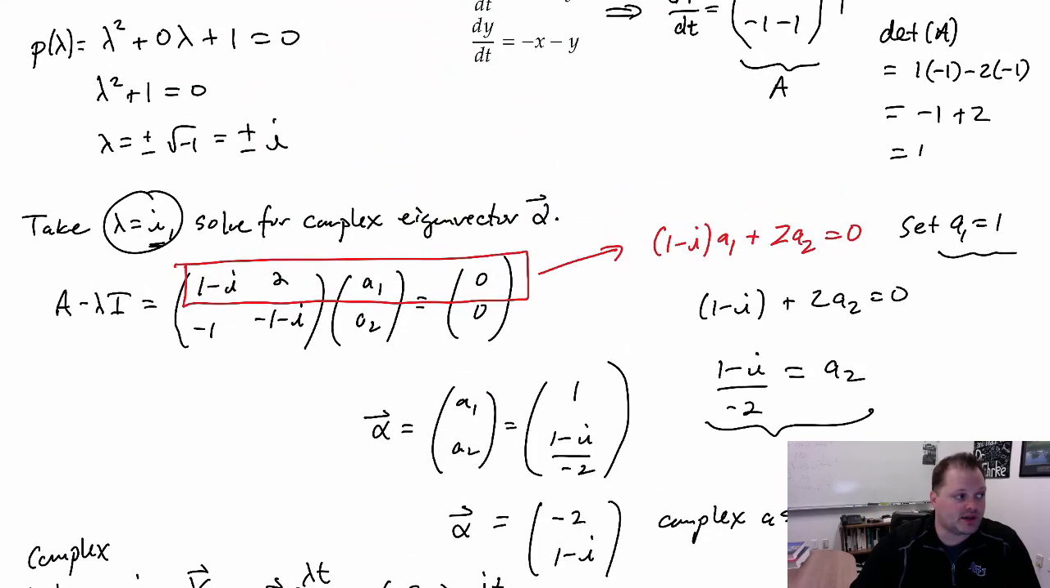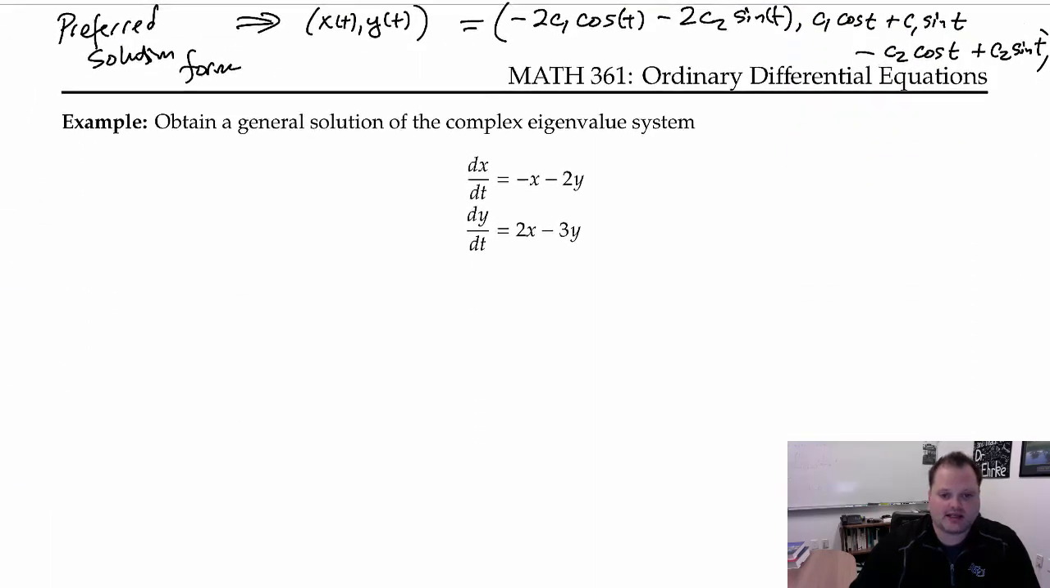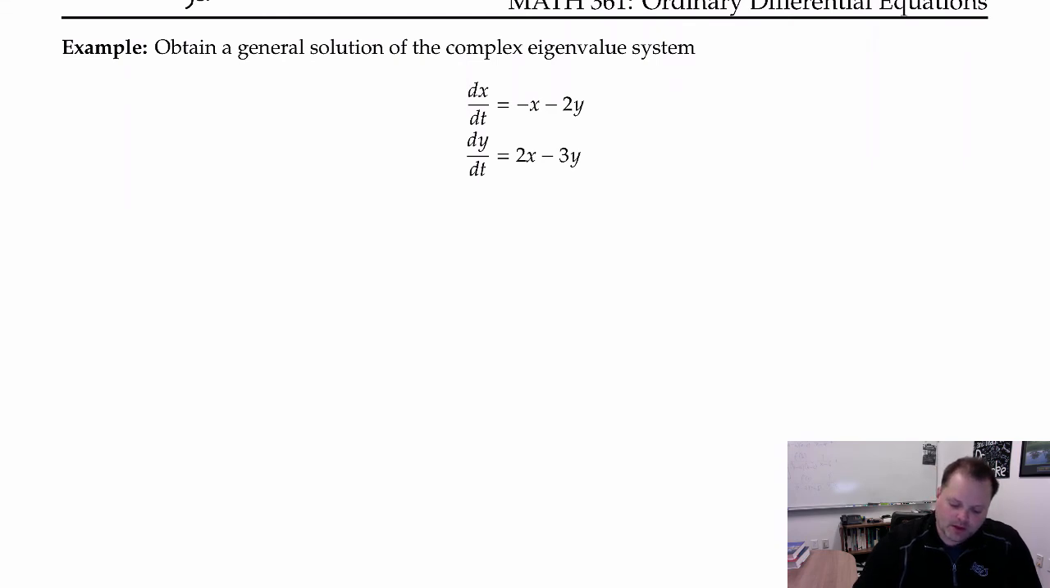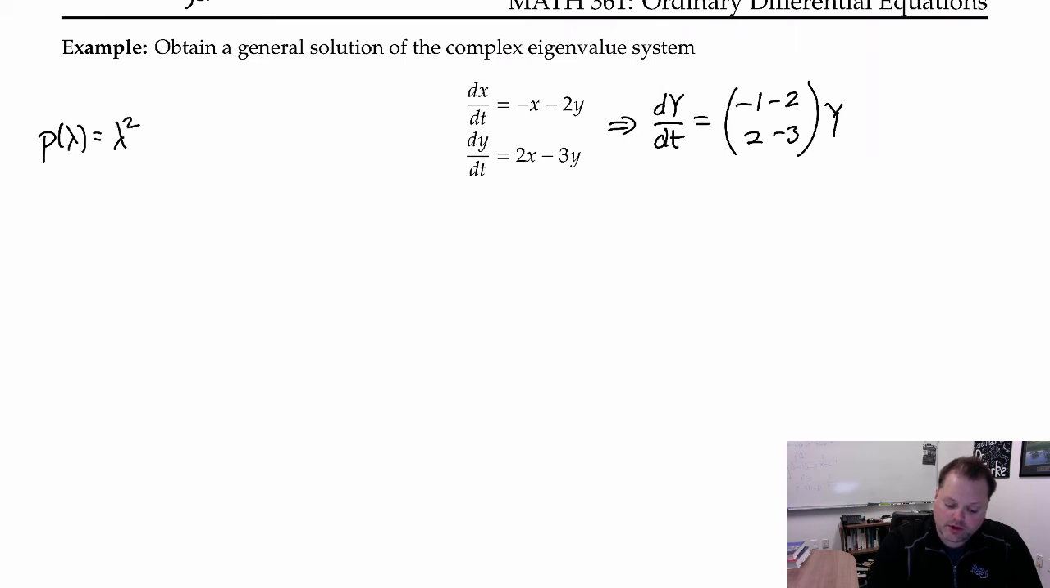So we're going to look at one more example where the eigenvalue is not quite as simple here. All right, so write this in matrix form, dy/dt equals the matrix [-1, -2; 2, -3]. So that our characteristic equation is lambda squared minus the trace.